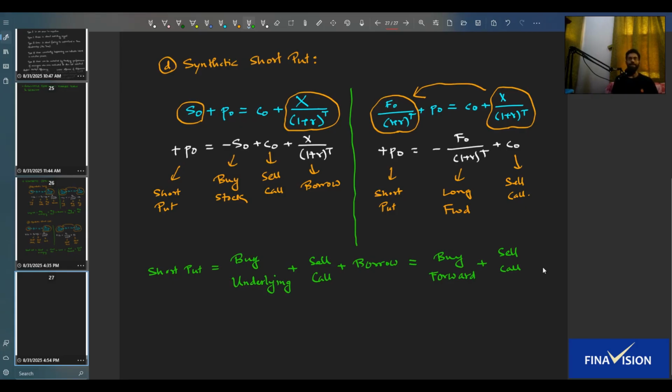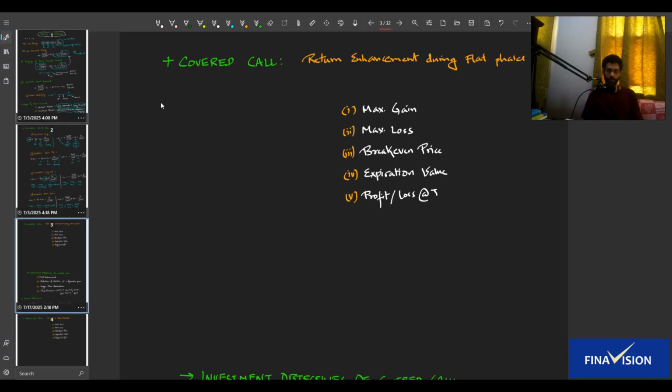Now we'll move into the next section. Now friends, this new section we are recording in a new day, so a very good day to you. So we'll start with a simple option strategy which is called a covered call, right? Now what is a covered call? A covered call is basically buying the underlying asset and selling a call on the same underlying asset.